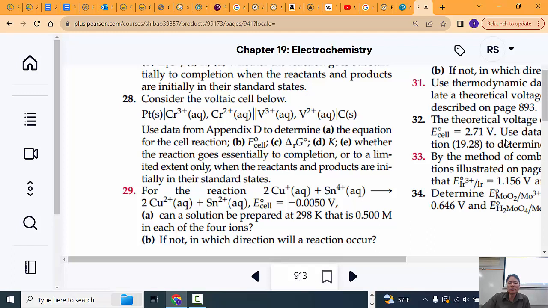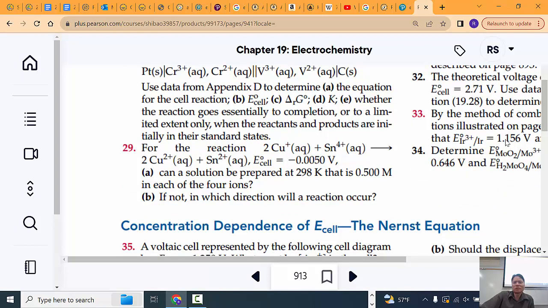Over here in this next reaction, we can see that we have copper-1 going to copper-2, so that's 1 electron lost. And we have 2 of them, so that's 2 electrons lost. And then tin-4 goes to tin-2, that's 2 electrons gained. So electrons balance here.